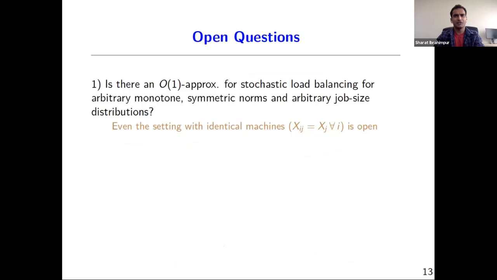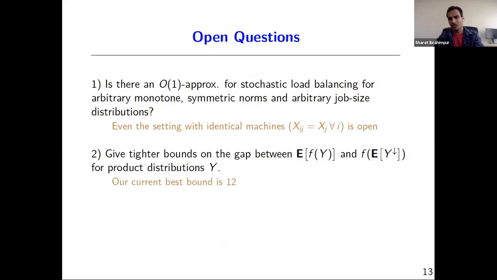I'll conclude this talk with the following 2 open questions. The most pressing question is whether there is an order 1 approximation for stochastic minimum norm load balancing with arbitrary job size distributions. This is open even in the identical machine setting.